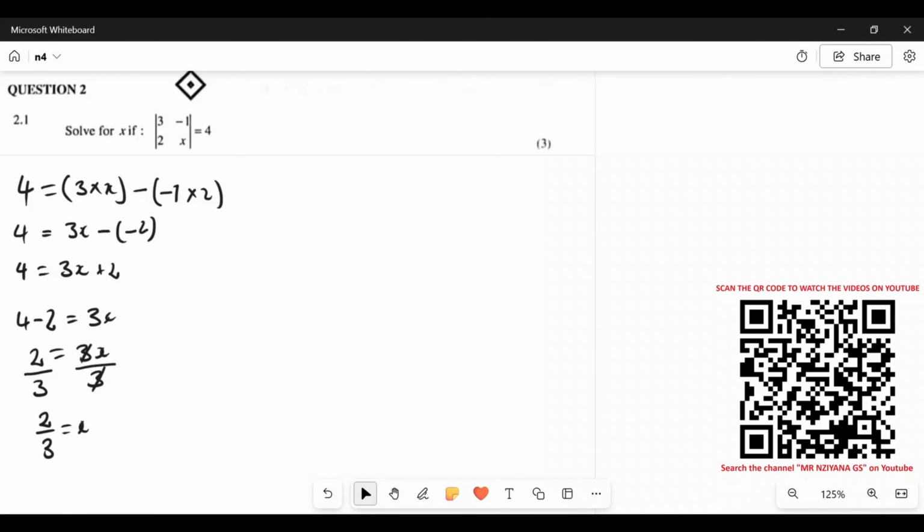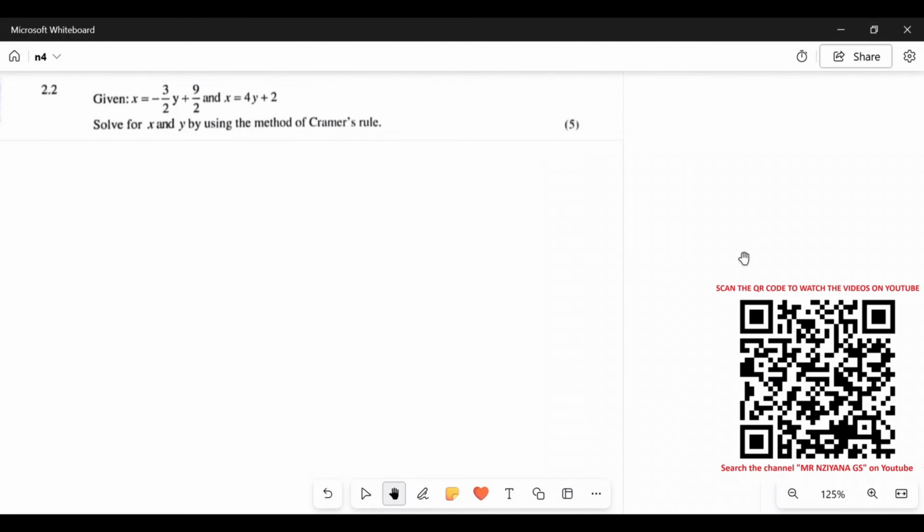Let's go into 2.2. All right, guys, here is our 2.2. Now let's look at the question. Given we have x equal to -3/2y plus 9/2, and then the second equation, we have x equal to 4y plus 2. As you can see, these two equations, we need to rearrange them. Let's start with the first one.